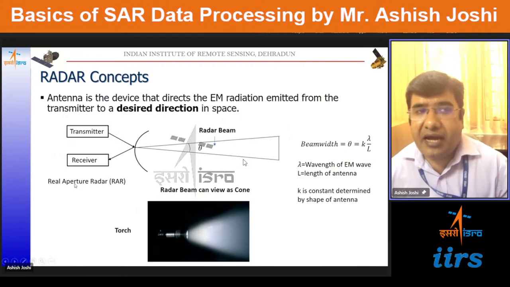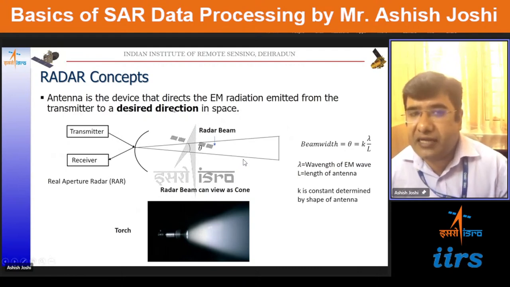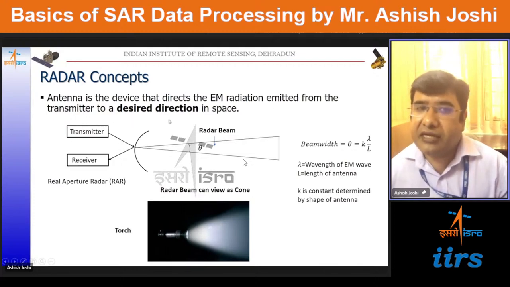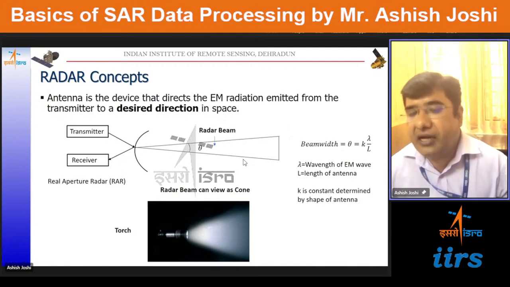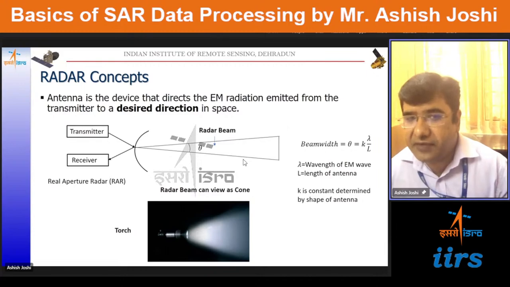In the radar, we have the antenna. The antenna is the device that directs the electromagnetic radiation emitted from the transmitter to the desired direction in space. The antenna has two components, one is the transmitter and one is the receiver. With the help of the antenna, it will deflect the radar beam on the Earth's surface. This radar beam is just like a torch, which we use in our daily life. Like a torch has a beam, in the same way the radar has a beam, which is in the microwave region.